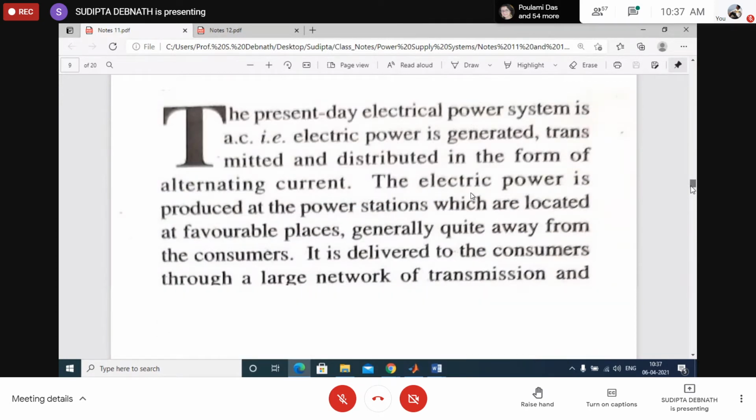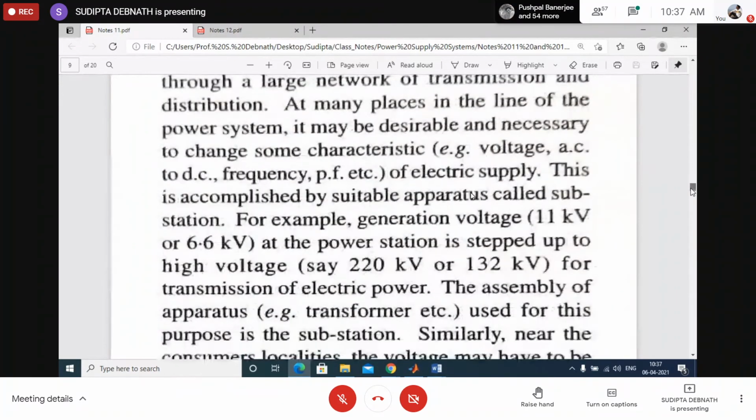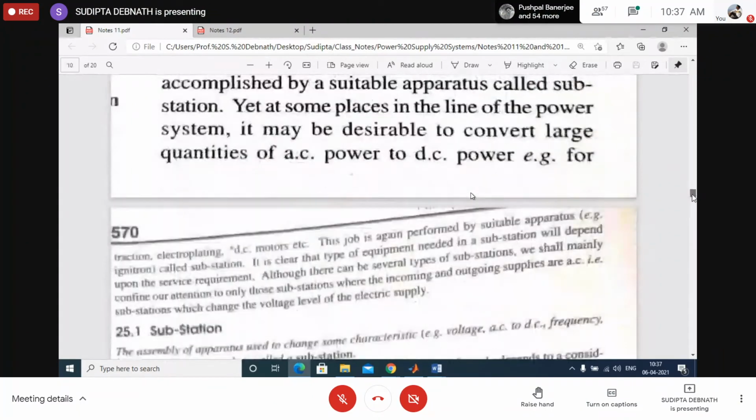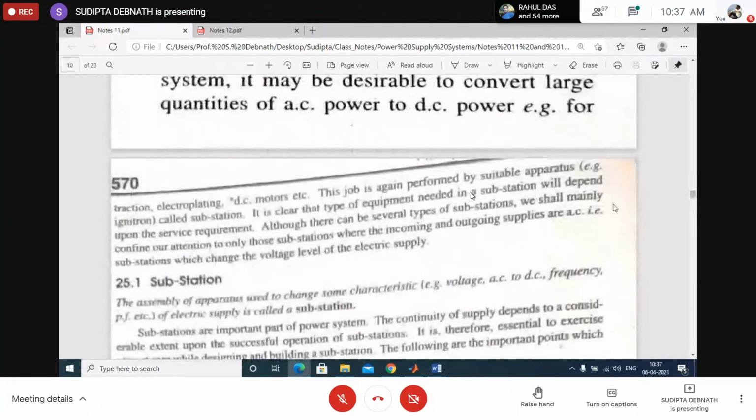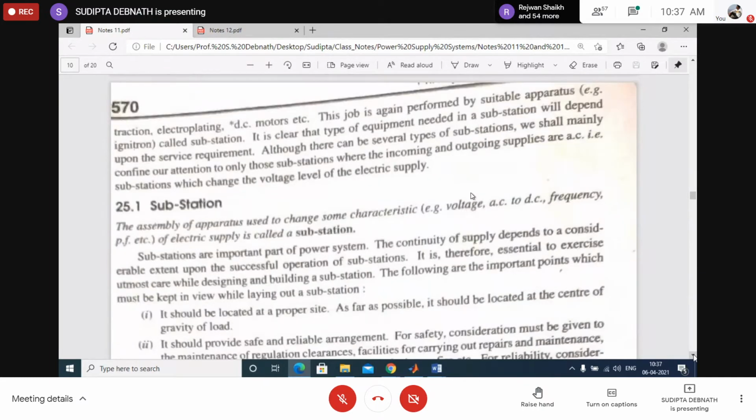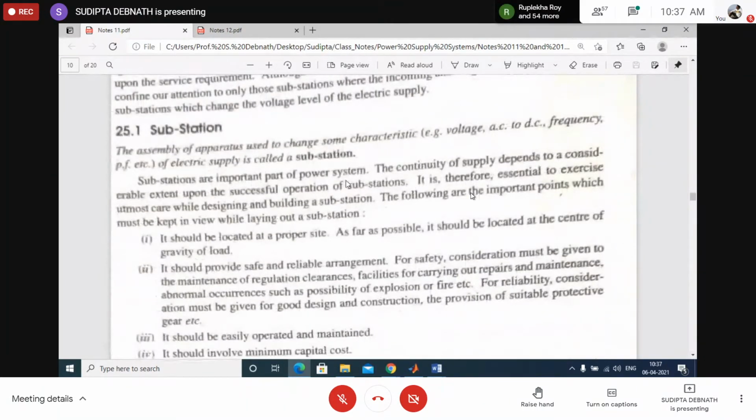Let us first see what is a substation. This you go through, it is very simple. The definition is given: the assembly of apparatus used to change some characteristics like voltage, frequency, AC to DC, power factor, etc. of electric supply is called a substation. The following are the important points which must be kept in view while laying out a substation. These you go through, very simple things, I will not discuss.